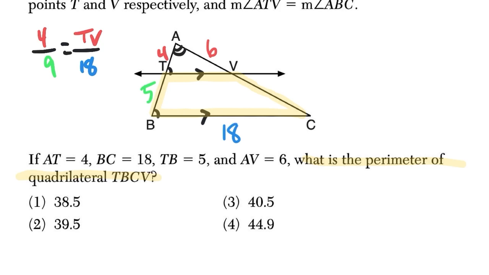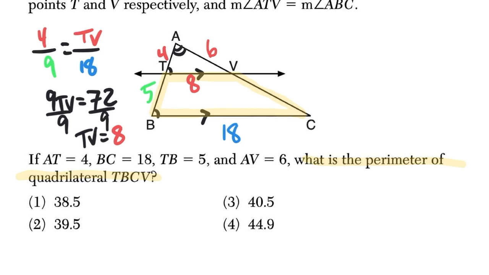All right. So we're going to have 9 times TV is 9 TV equals 4 times 18. I know is 72. We're going to divide both sides by 9, meaning that TV is going to be a total of 8. 72 divided by 9 is 8. Great. So we've got one length to go.